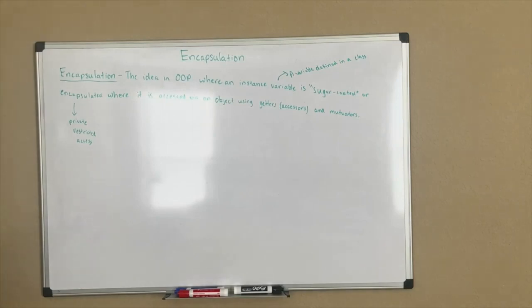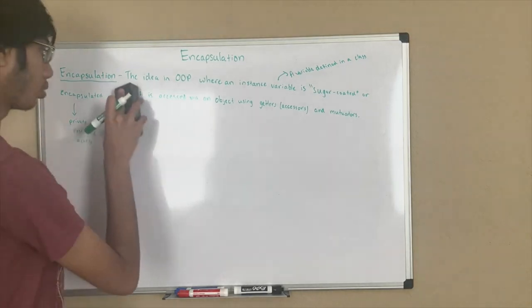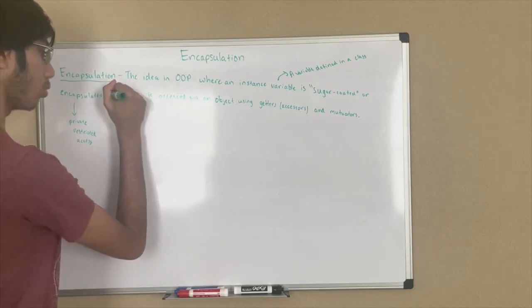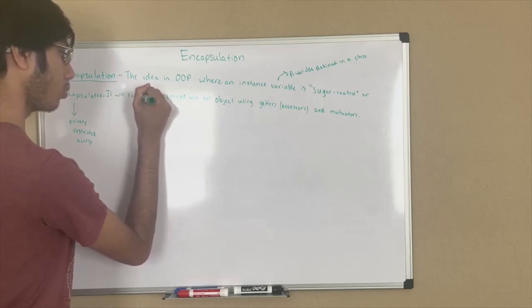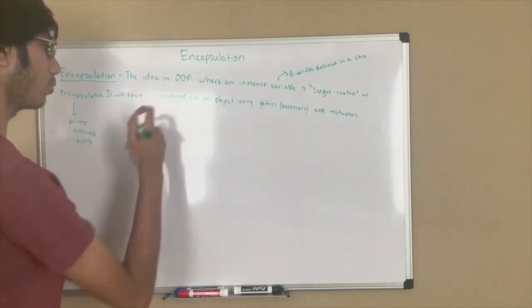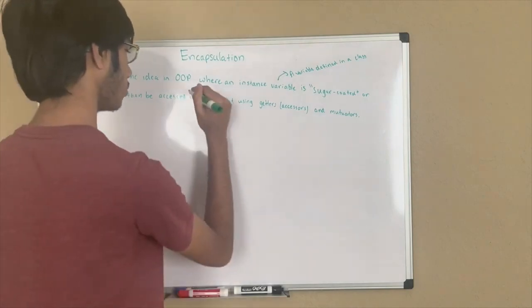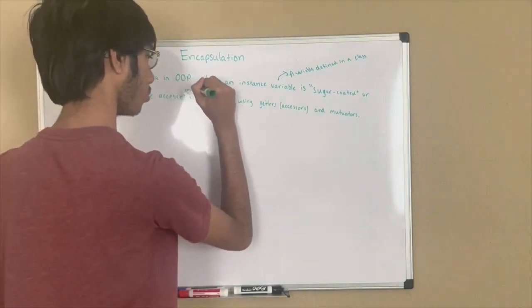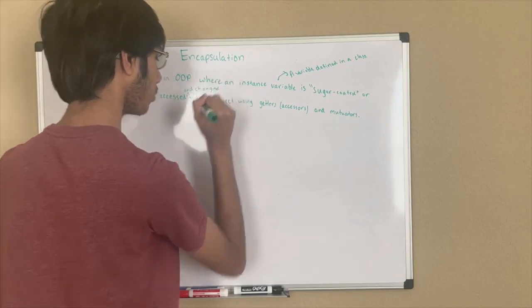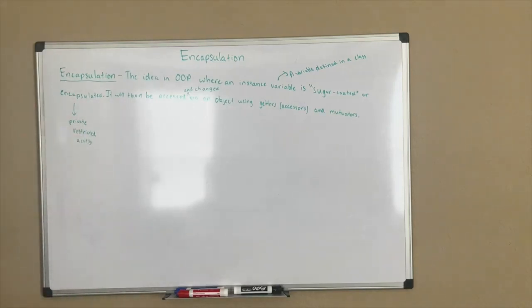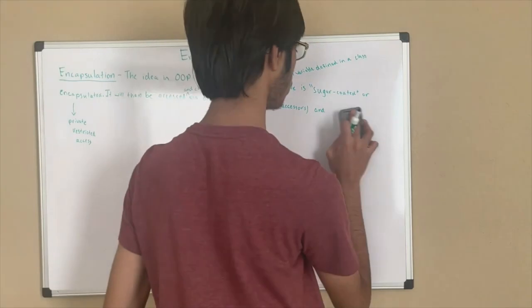Okay, so encapsulation. The idea in OOP where an instance variable is sugar-coated or encapsulated, and when it is encapsulated, it will then be accessed and changed. So let's reread that definition. The idea in OOP where an instance variable is sugar-coated or encapsulated. It will then be accessed and changed through an object using getters, accessors, and mutators. I should make these setters and then mutators.